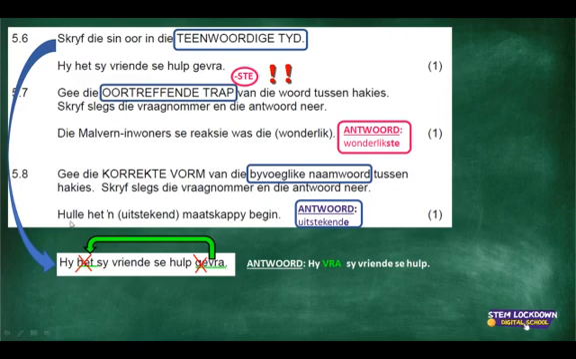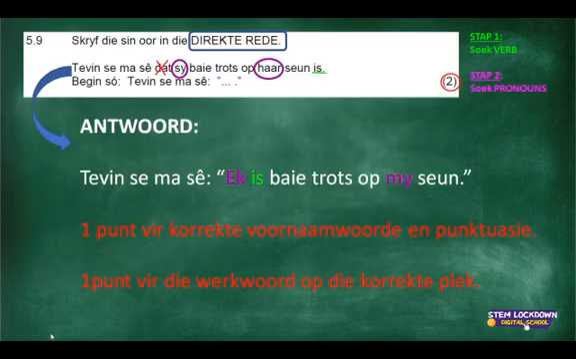So kom ons kyk. Hulle het 'n uitstekend maatskappy begin. My adjective is standing in front of my noun. Usually, when the adjective is standing in front of the noun, we just add an E. Uitstekende would be the answer.